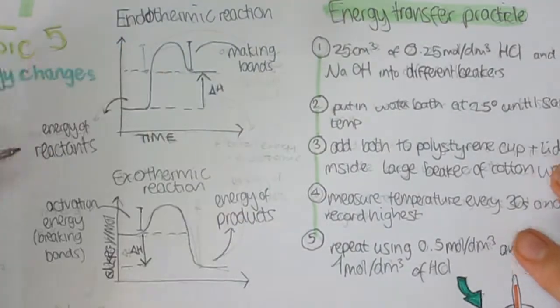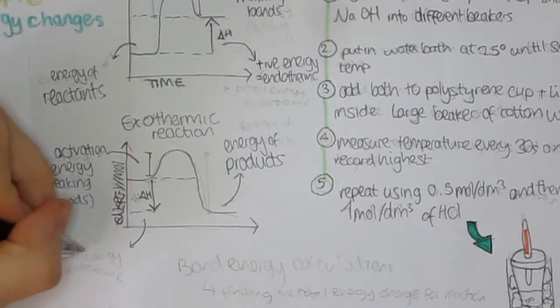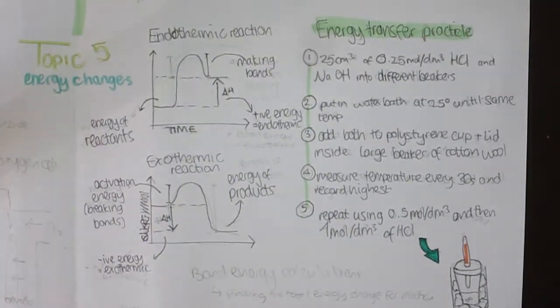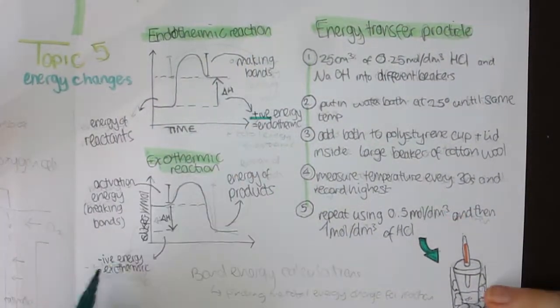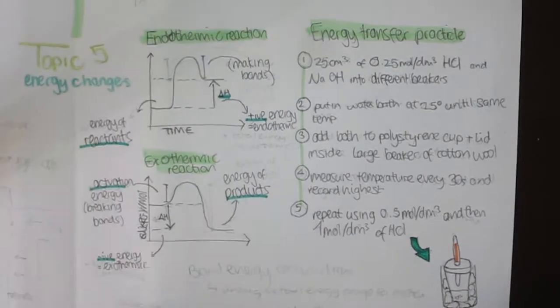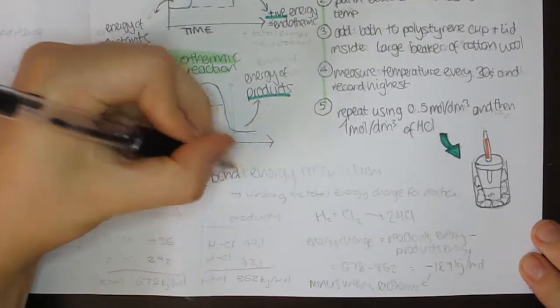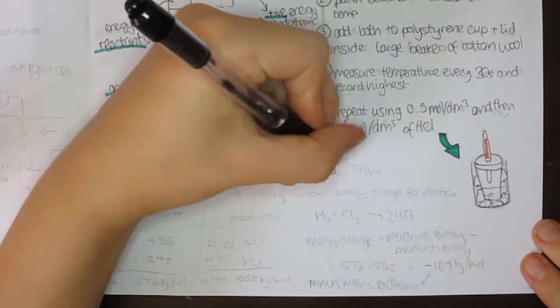The difference between the products and the reactants is the energy made or used. It's called triangle, delta H. The x-axis is time, and the y-axis is the energy per mole. Bond energy calculations need to be practiced because they will almost definitely come up in exams.